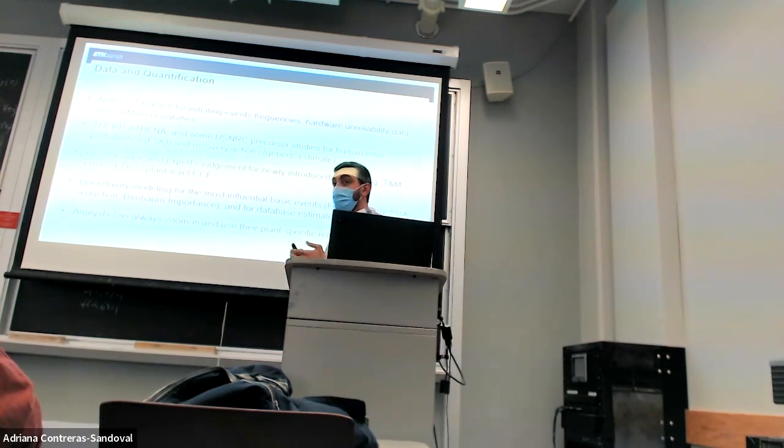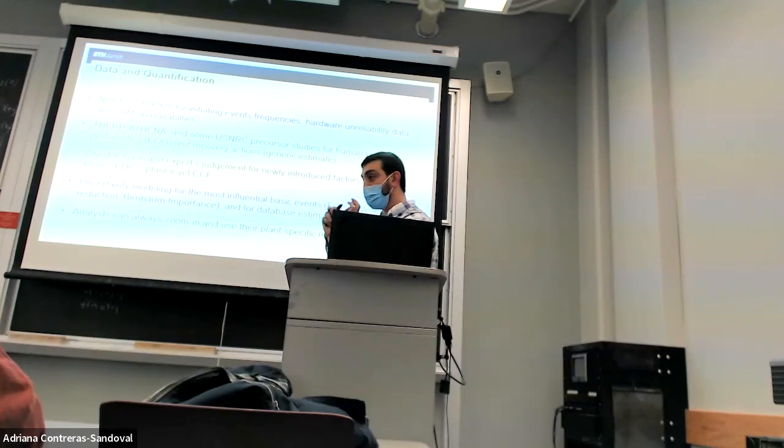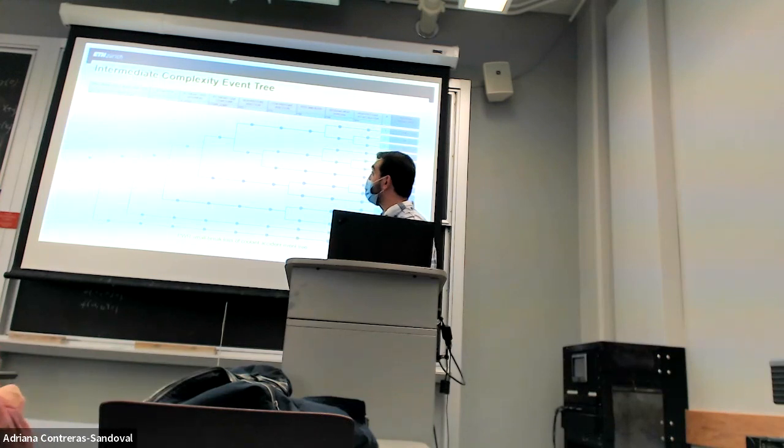And due to the fact the models are really user-friendly, the user can always zoom in and check the fault tree or the basic event they are interested in, and they can zoom in and insert the fault specific. This is an example of an intermediate complexity small break program.